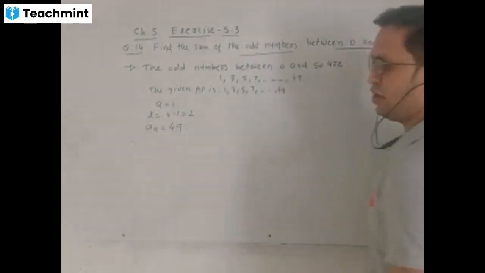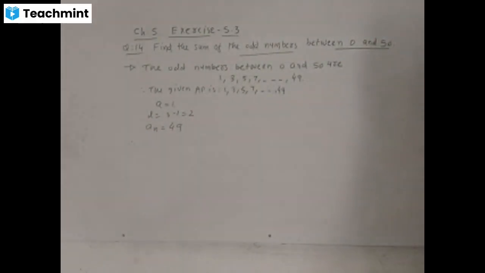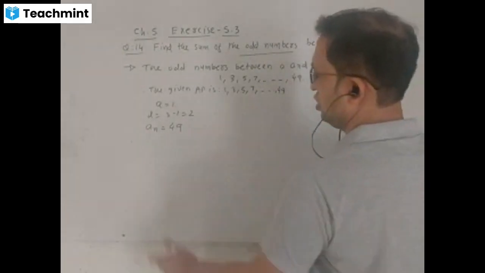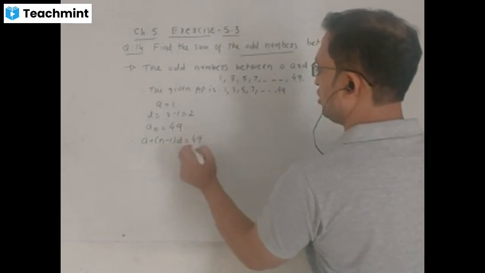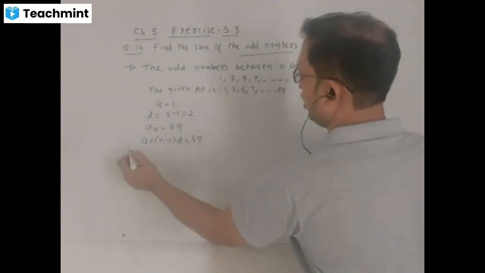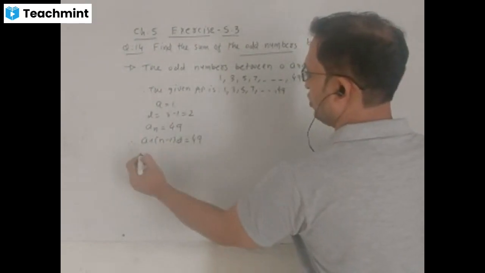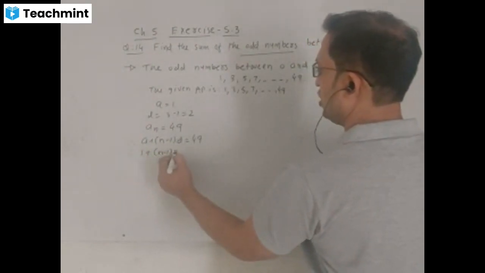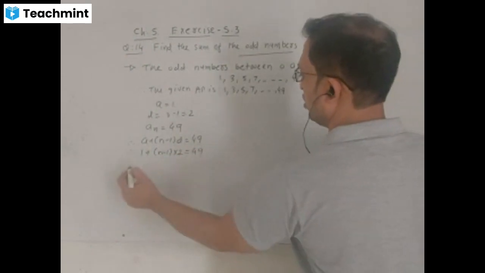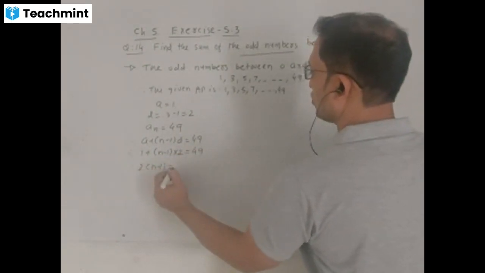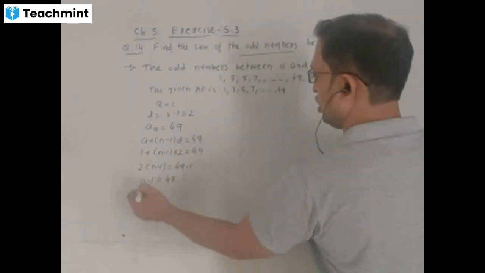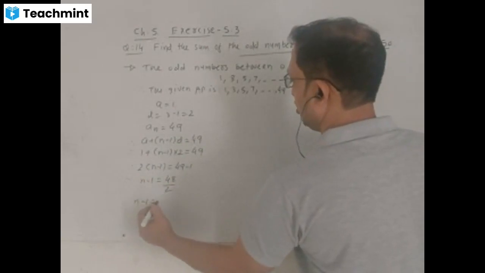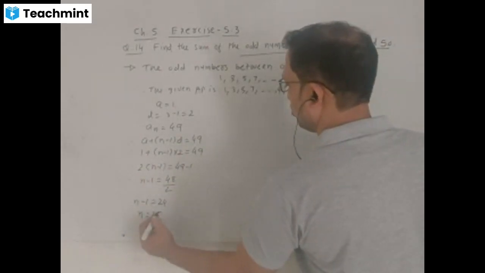What is the formula of An? First we find the value of N. A plus N minus 1 into D is equal to An, and that is equal to 49. Put the values of A and D in this formula. A is equal to 1. 1 plus N minus 1 into 2 is equal to 49. Therefore, 2 into N minus 1 is equal to 49 minus 1. N minus 1 is equal to 48 divided by 2. N minus 1 is 24 and N is equal to 25.